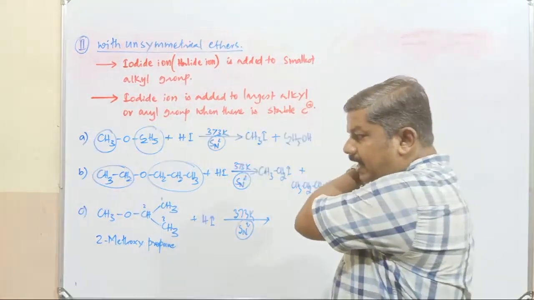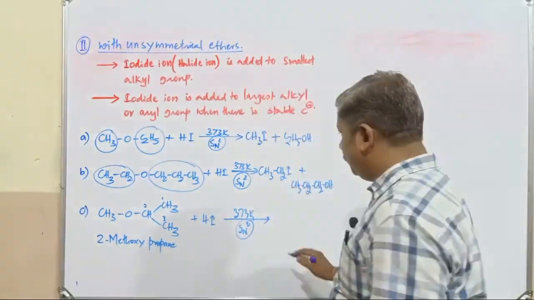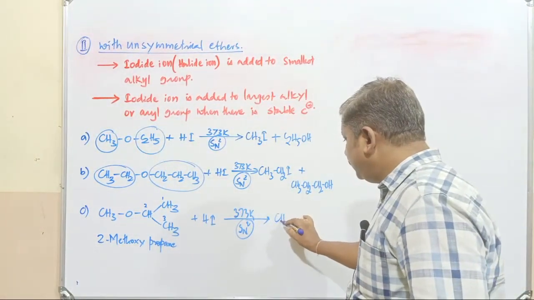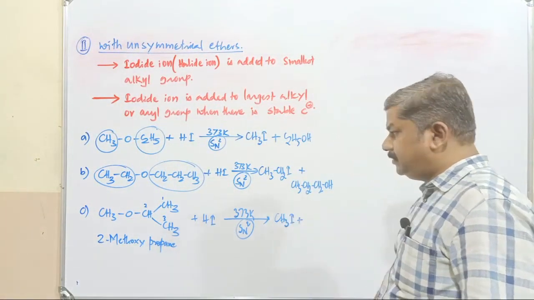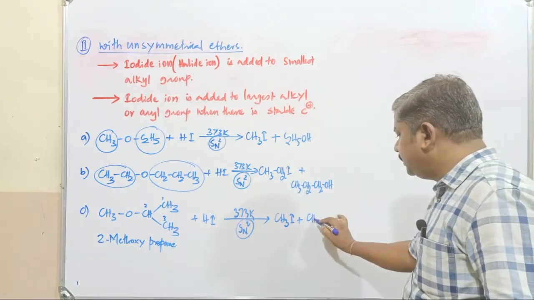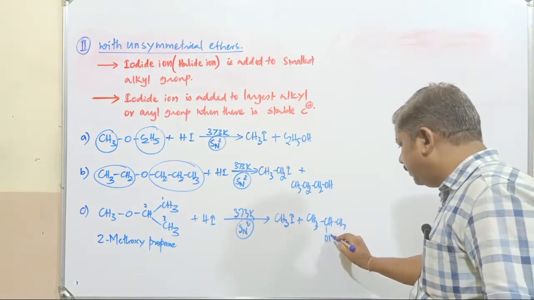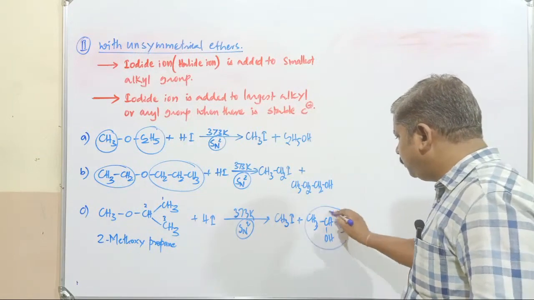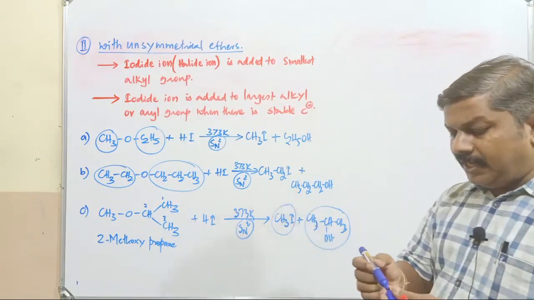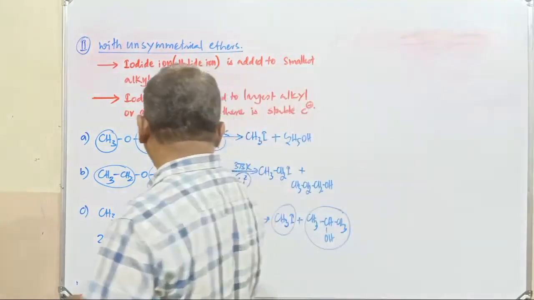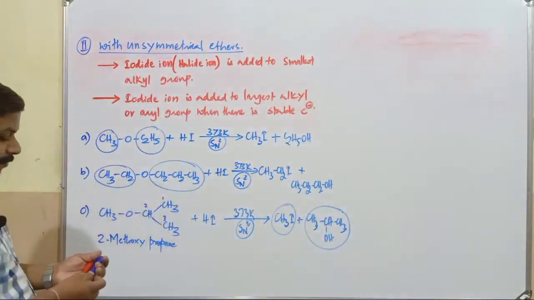In the case of a secondary group, it depends upon the solvent. I will make it clear. The products are CH3I plus the other part, CH3CH(OH)CH3, which is isopropyl alcohol. This one is methyl iodide. This reaction also follows the SN2 mechanism.